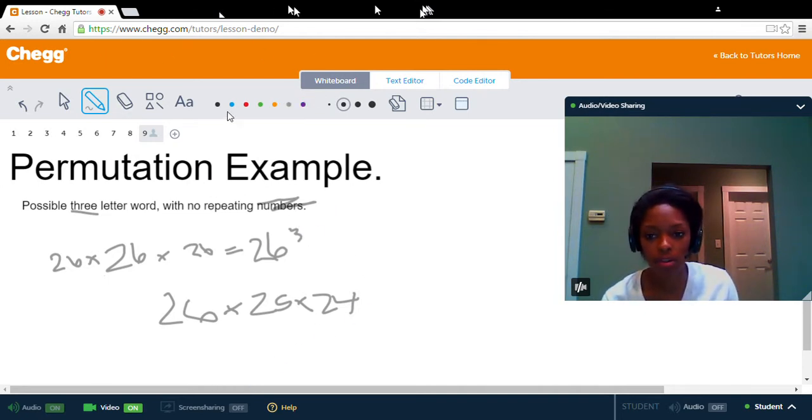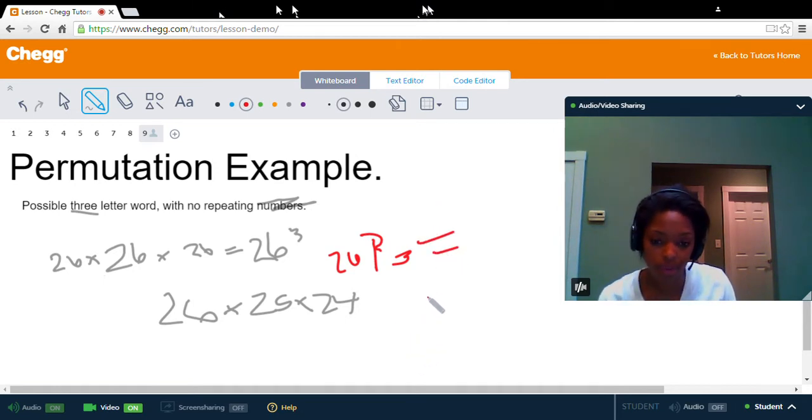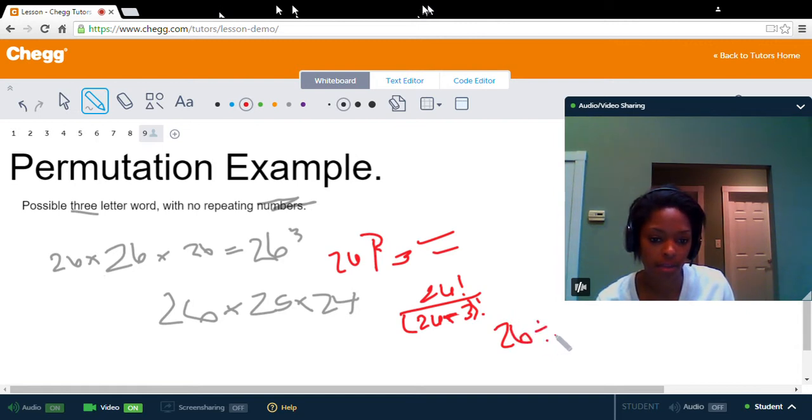And to set that up in a permutation way, you're going to do 26P3. And then you're going to want to break it up into the factorial, which is 26 factorial divided by 26 minus 3 factorial, which will give you 26 factorial divided by 23 factorial.